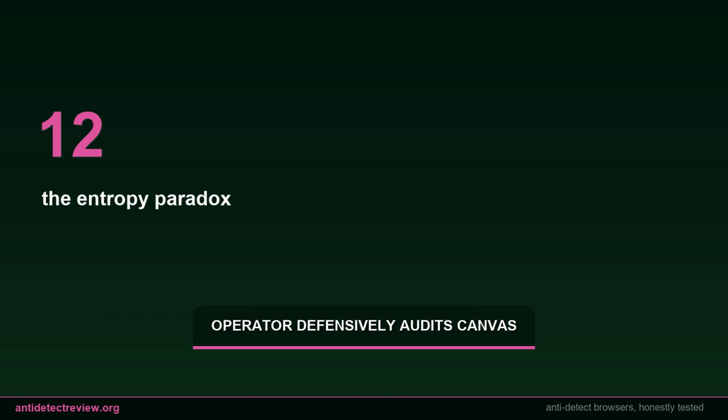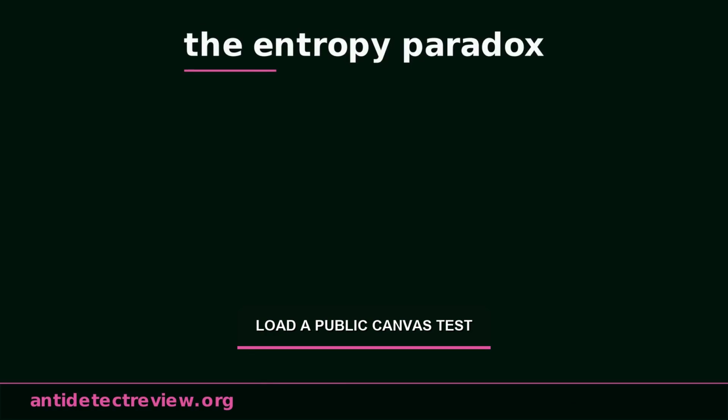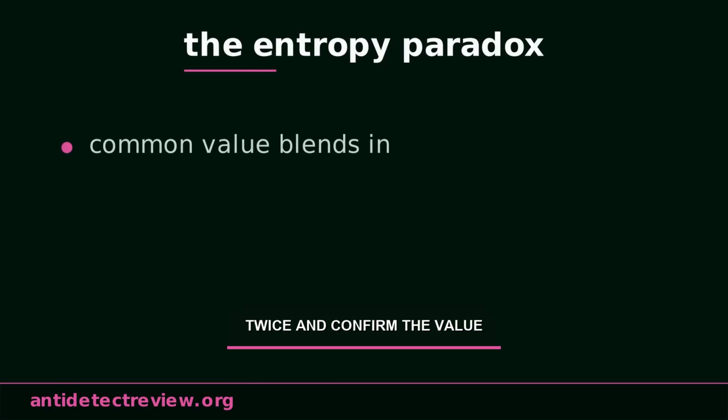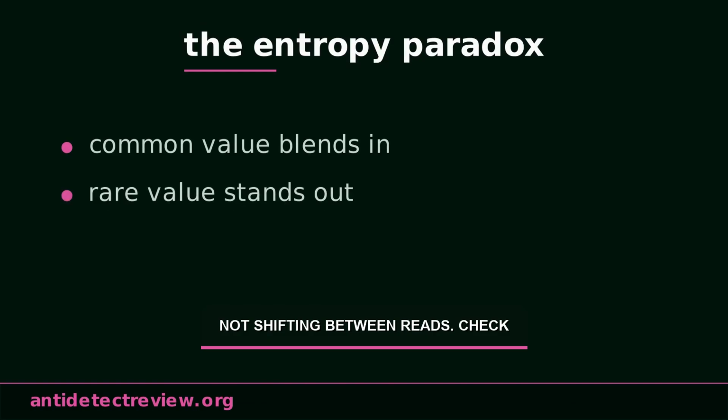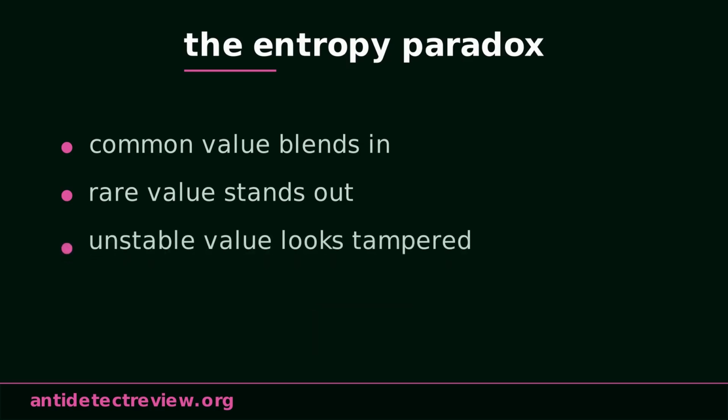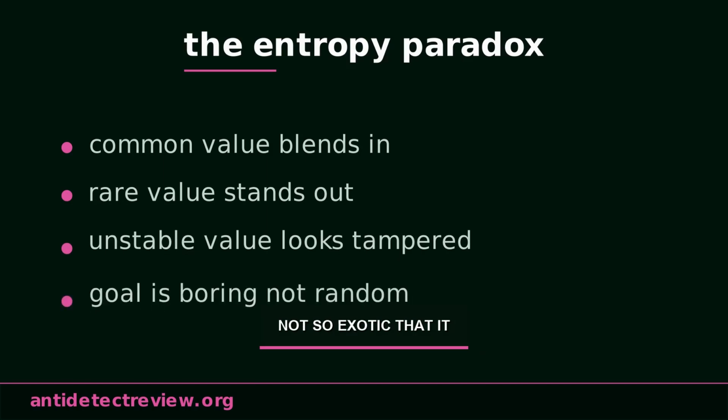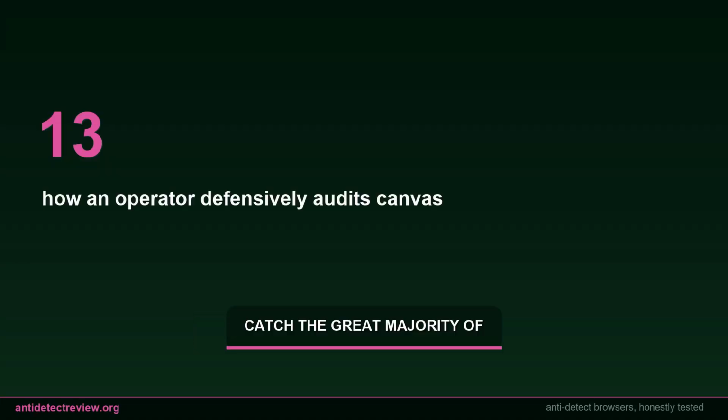How an operator defensively audits canvas. The practical audit is short and worth doing before trusting any profile. Load a public canvas test twice and confirm the value is identical both times, not shifting between reads. Check that the canvas story agrees with the reported WebGL renderer and GPU, so the whole hardware picture is consistent, and confirm the value is not so exotic that it is unique on its own. Those three checks, stable, consistent, and not bizarre, catch the great majority of canvas problems that a naive noise setting would otherwise create.